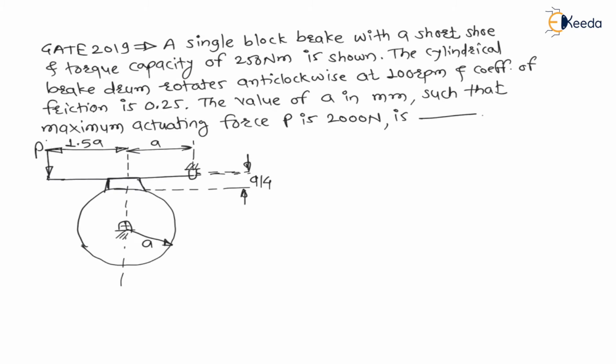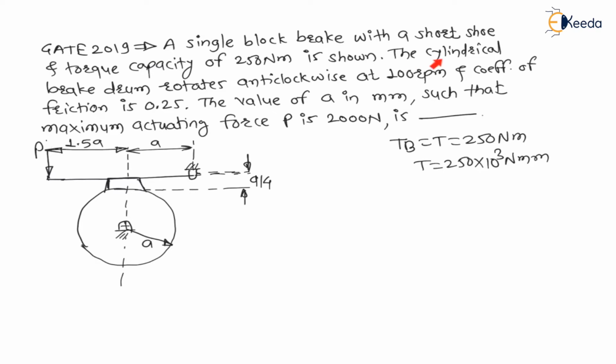The question is: a single block brake with a short shoe and torque capacity of 250 Newton meter is shown. Now here, braking torque T is given as 250 Newton meter, which we can say braking torque is equal to 250 into 10 to the power 3 Newton mm, in terms of Newton mm.